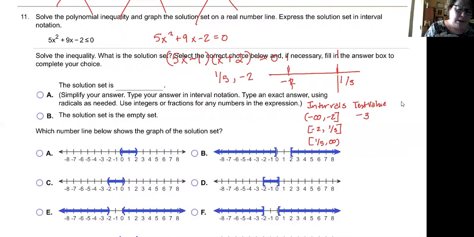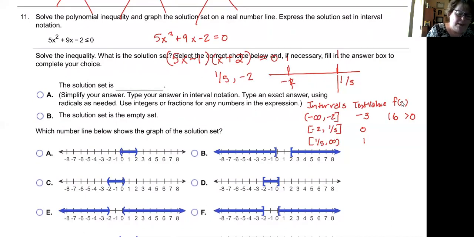Oh, -3. A 0 is between -2 and 1/5, so I'm going to use 0. And what's a number bigger than 1/5? 1. And then I'm going to evaluate the function. All right, when I evaluate the function at -3, I get 16. That's greater than 0. So that's not a solution, because my inequality says it has to be less than 0. So the first interval is not a solution.